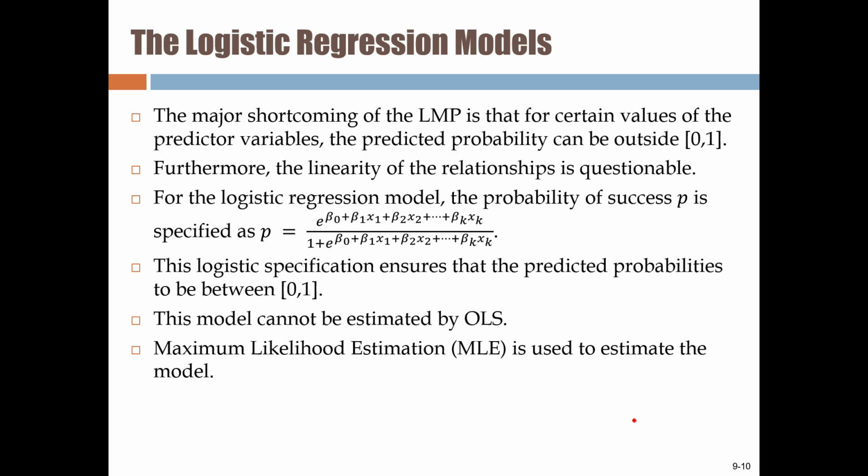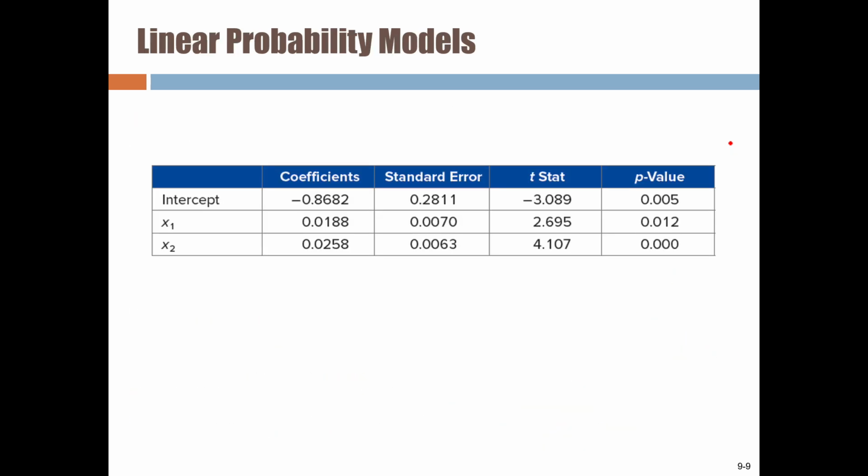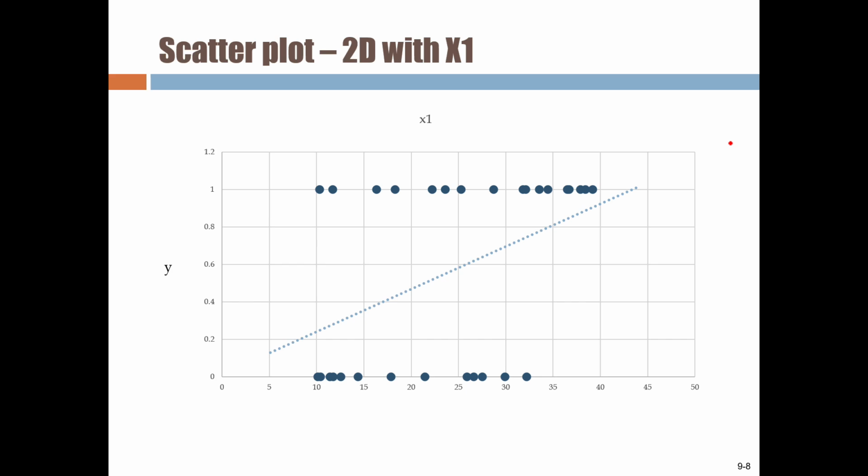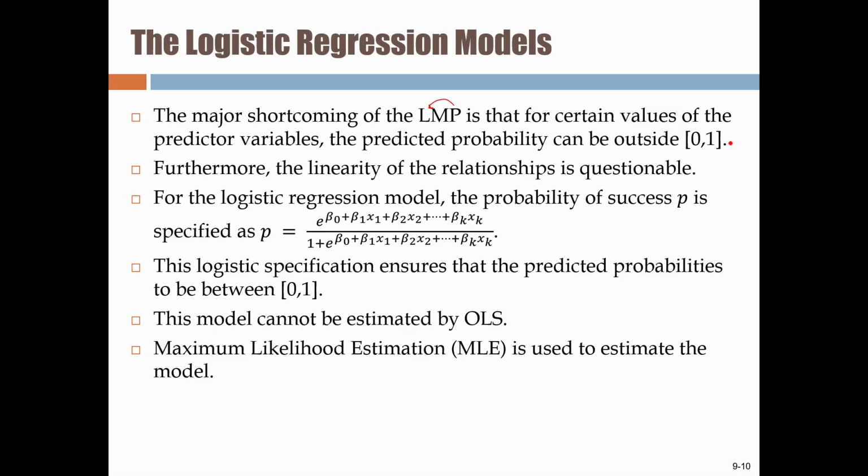Okay, so the major shortcoming of the linear probability model, the LPM, is that the predicted probability can be outside of 0 and 1. That's not good. And linearity is also questionable. What I mean is, if you take a look at this, yes, we do the regression, but do you think this is really a linear relation? Therefore, people created logistic regression.